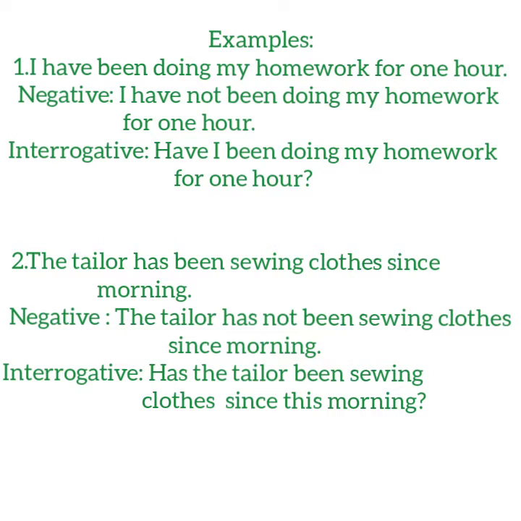Let's move to number 2. The tailor has been sewing clothes since morning. In this sentence, the verb has is used. The reason why we use has here is because of the singular person, that is the tailor. It is only one. That is why we have to use the verb has. So for the negative form, we are going to add not again just after has. The tailor has not been sewing clothes since morning.